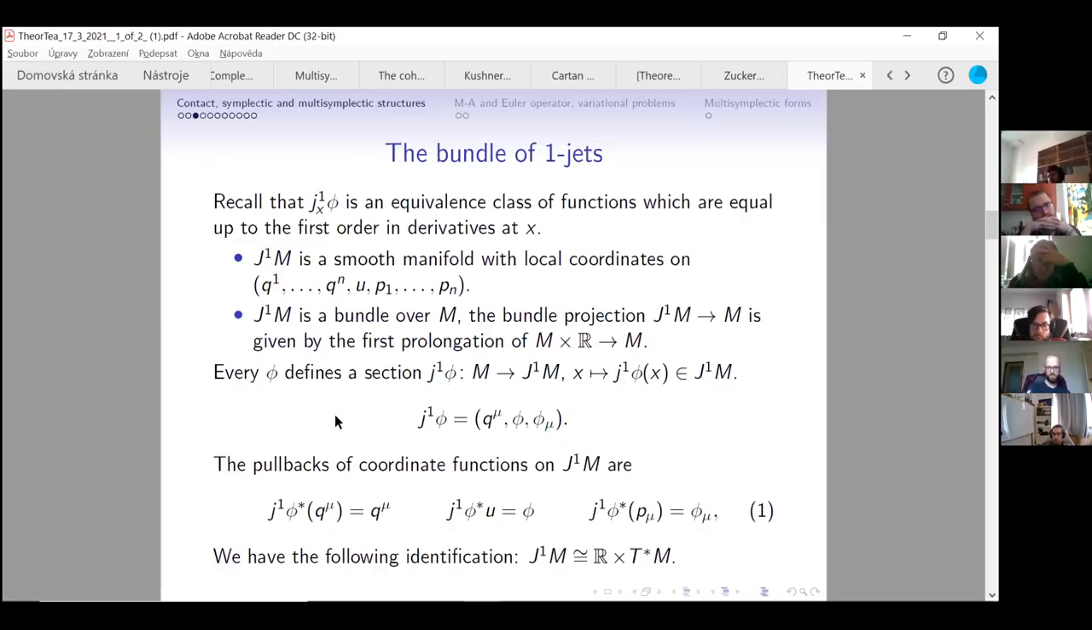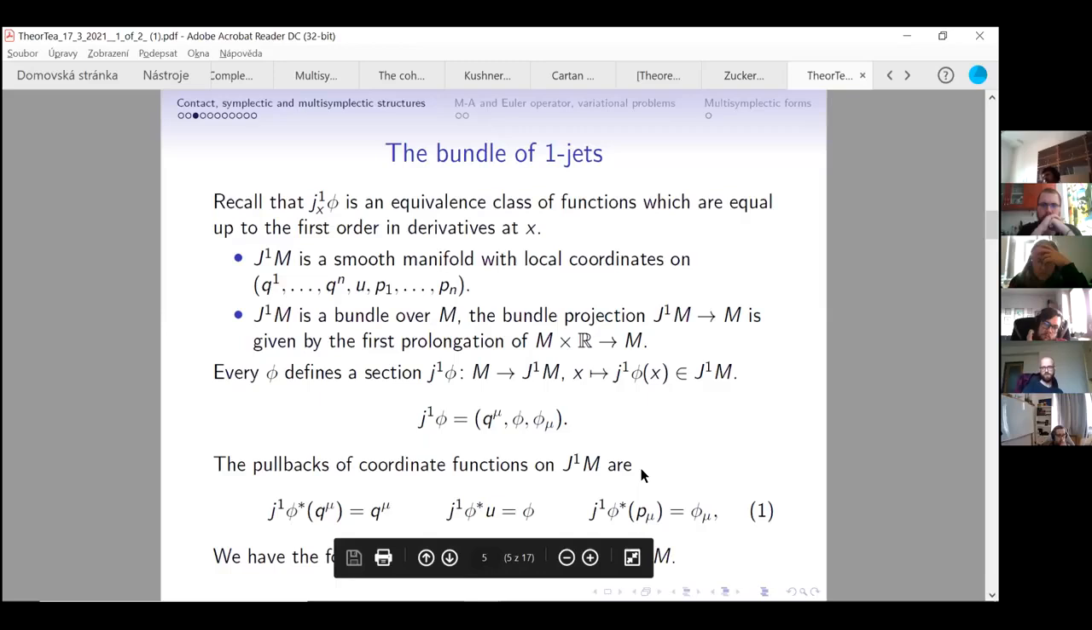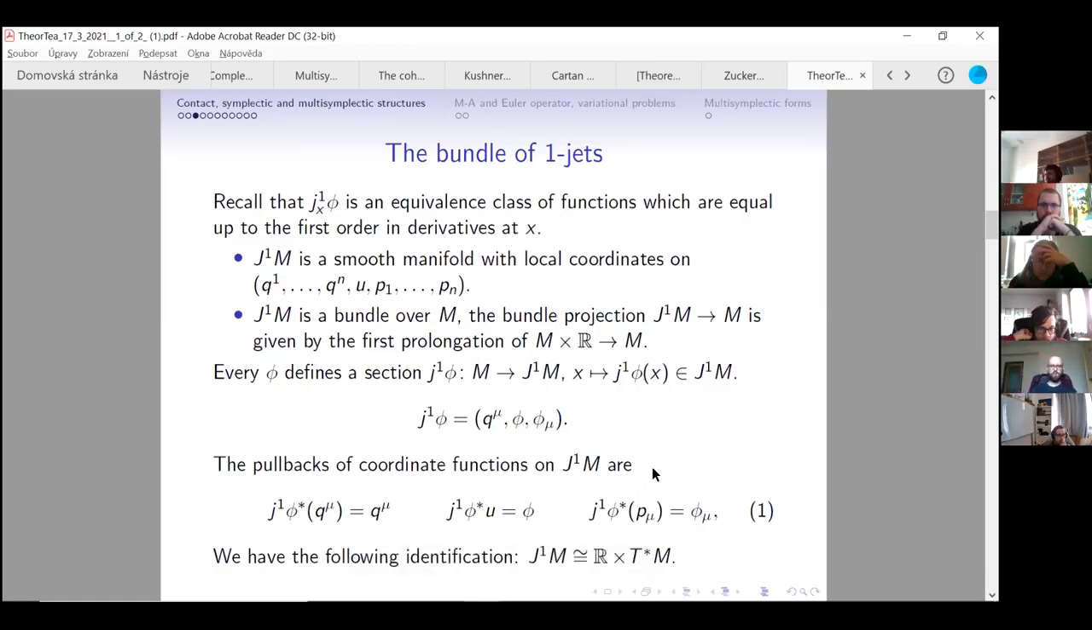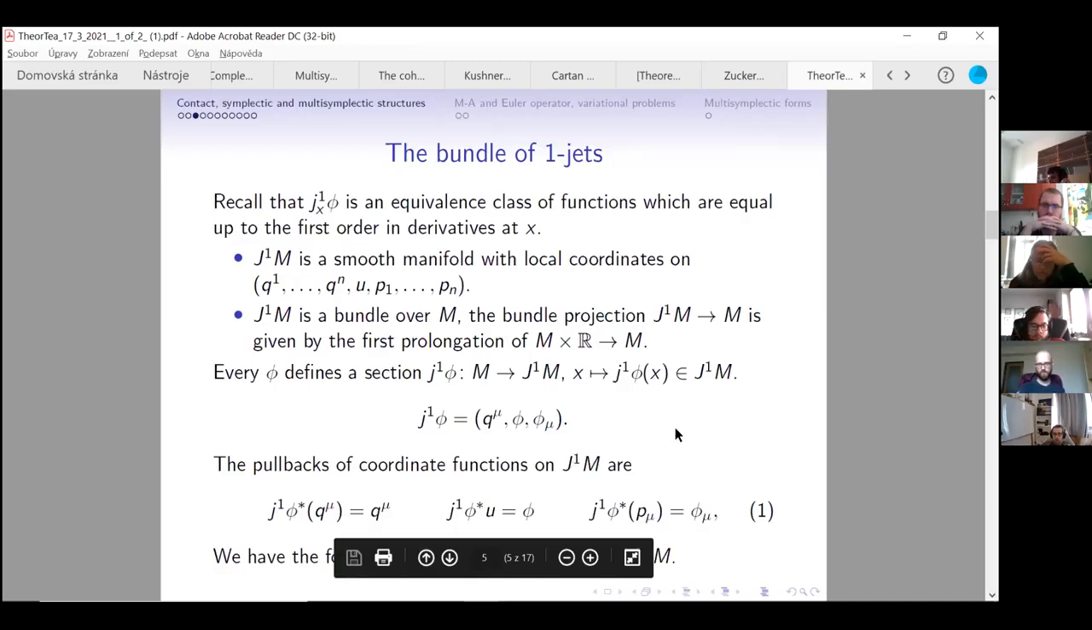So, as I said, every function seen as a section of the trivial line bundle defines a corresponding section of the first jet bundle, and this is a coordinate expression of the section. Just notice how the pullback of coordinate functions works. The pullback of q^μ is again q^μ. The pullback of u is φ, the function itself. And the pullback of p_μ will be the corresponding derivative in the direction of q^μ of the field φ. Notice an interesting identification: we can identify J^1 M with this direct product.